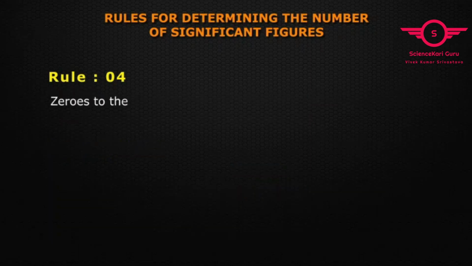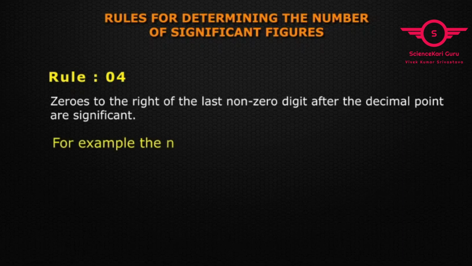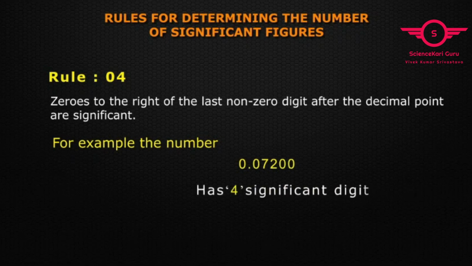3. Zeros to the right of the last non-zero digit after the decimal point are significant. For example, the number 0.07200 has 4 significant digits.